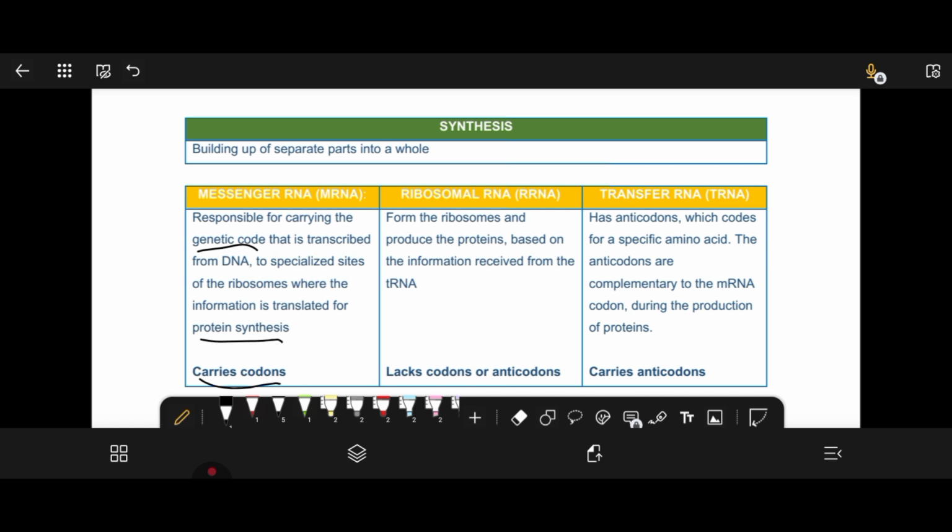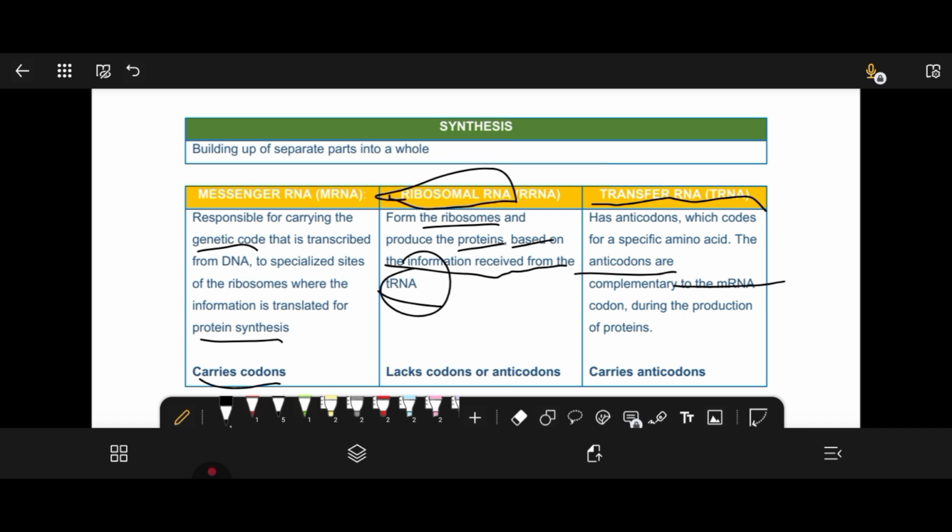Okay. And then we have ribosomal RNA. Ribosomal RNA forms the ribosomes and produces proteins based on the information received from the tRNA. What is tRNA? This is tRNA, right? So it has anticodons. What are anticodons? We are going to talk about that on the next page. It has anticodons which code for a specific amino acid. The anticodons are complementary to mRNA.